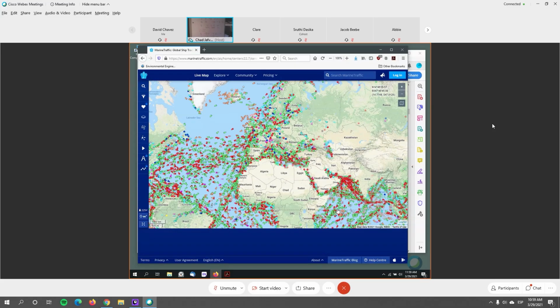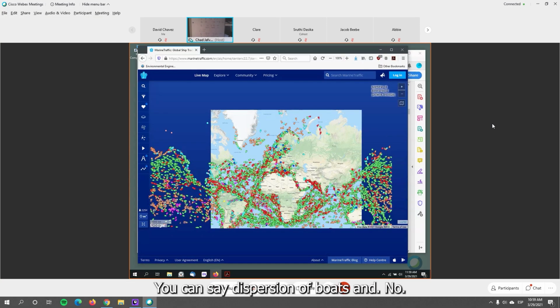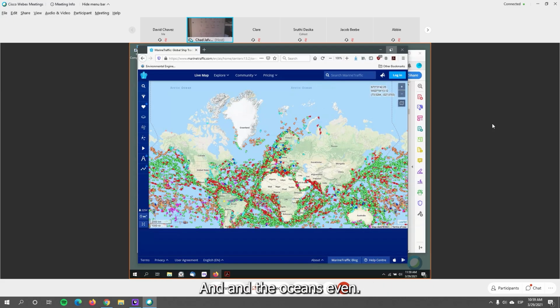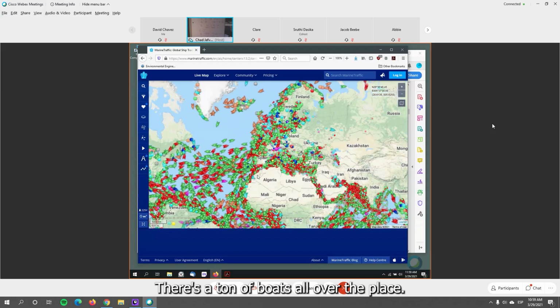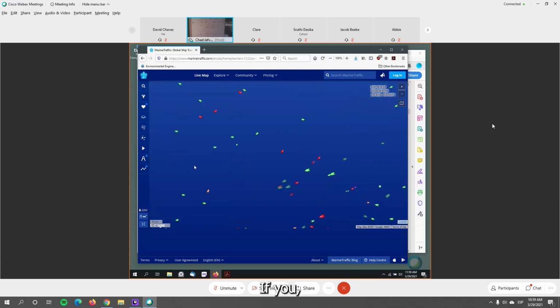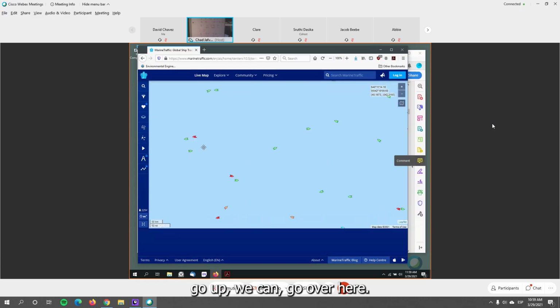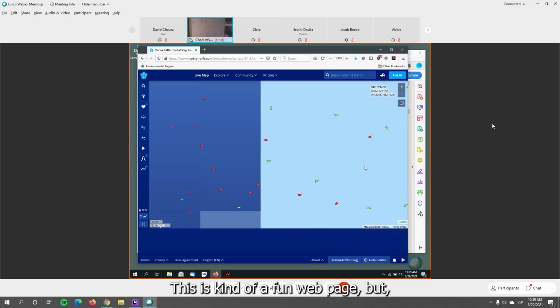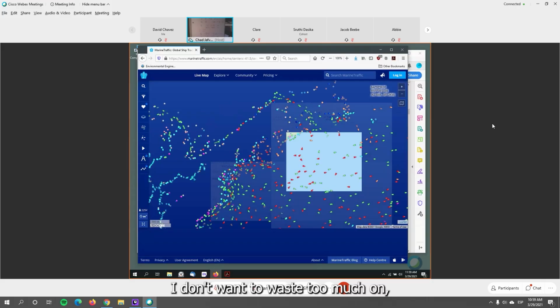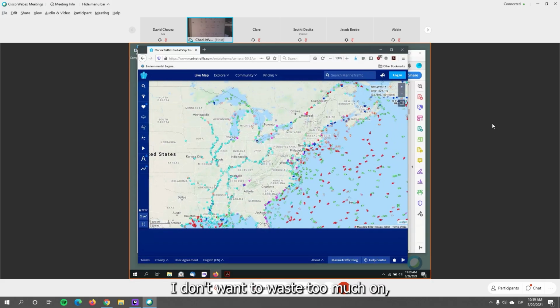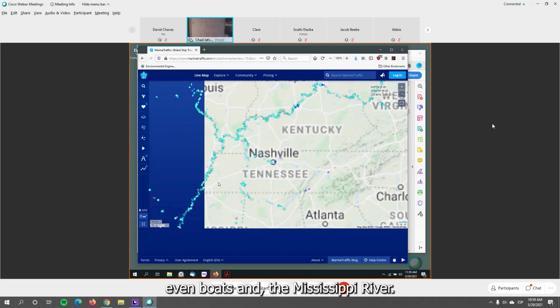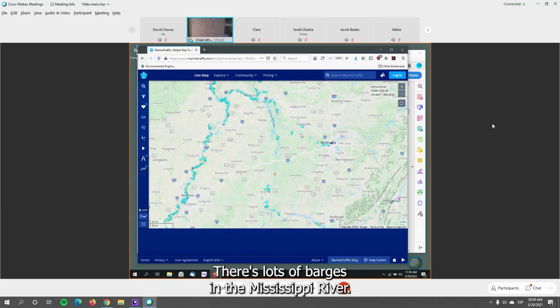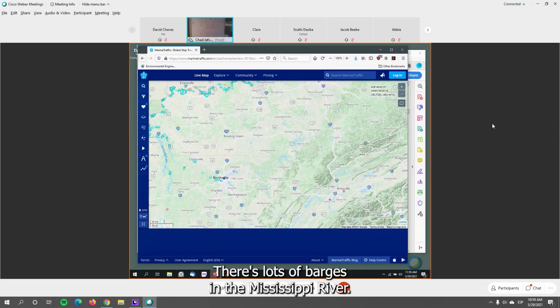So you guys get the idea. It's amazing. You can study dispersion of boats in the oceans even. There's a ton of boats all over the place. If you go up, we can go over here. This is kind of a fun web page, but I don't want to waste too much time. Even boats in the Mississippi River. There's lots of barges in the Mississippi River.